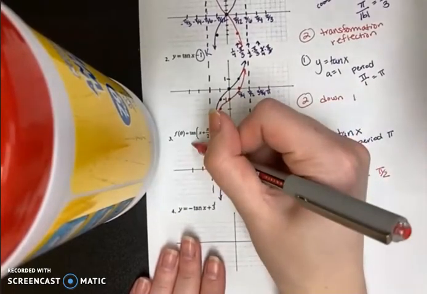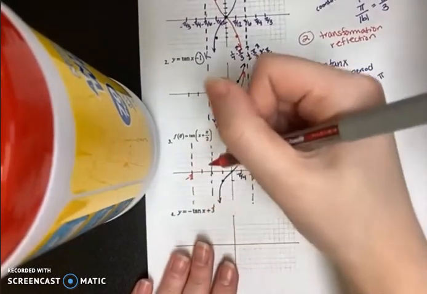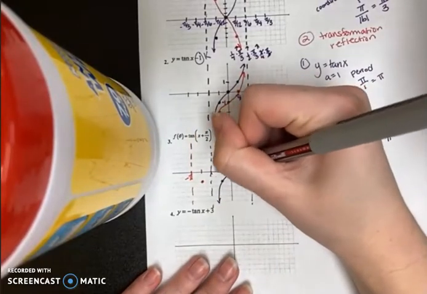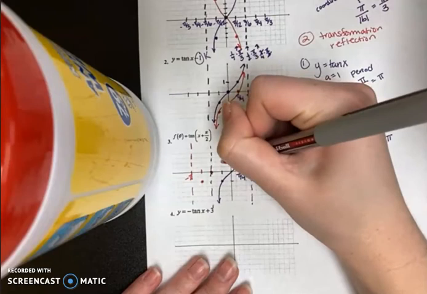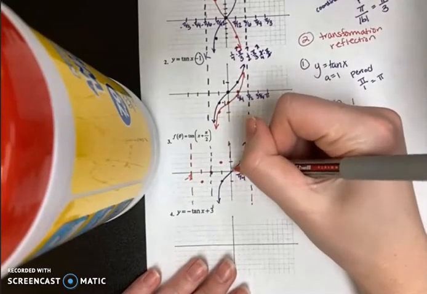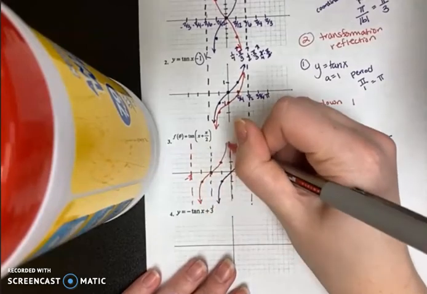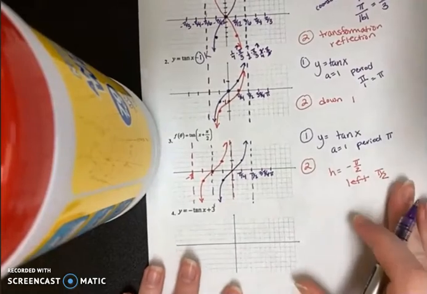So my new asymptote is here at -pi. Then I'm moving my coordinates left 2 tally marks. And then I'm moving my asymptote, which was originally at pi/2, to 0. So the red graph is my final tangent function.